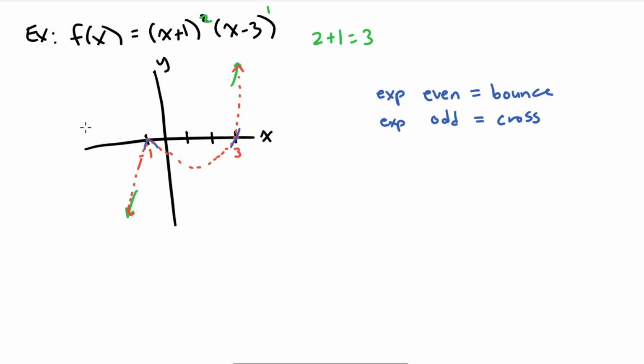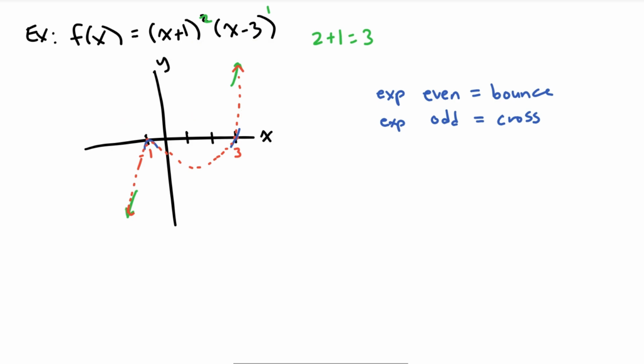Well, you might be asking, how do I know that the function doesn't cross the x-axis at any point other than -1 or 3? This is because when we first factored our function, we were already finding all of our x-intercepts, so we know for a fact that there can't be any other bounces or crosses.